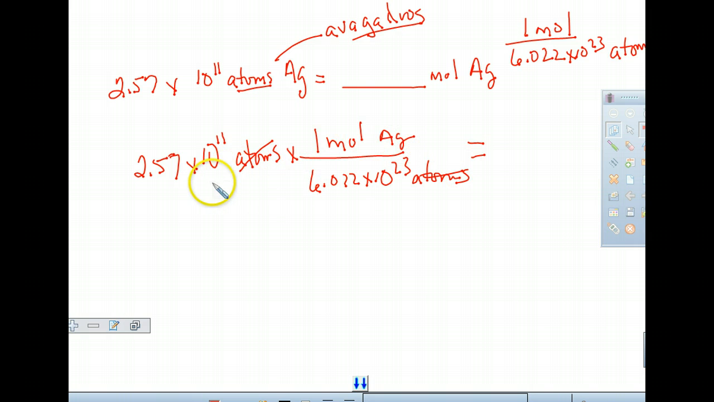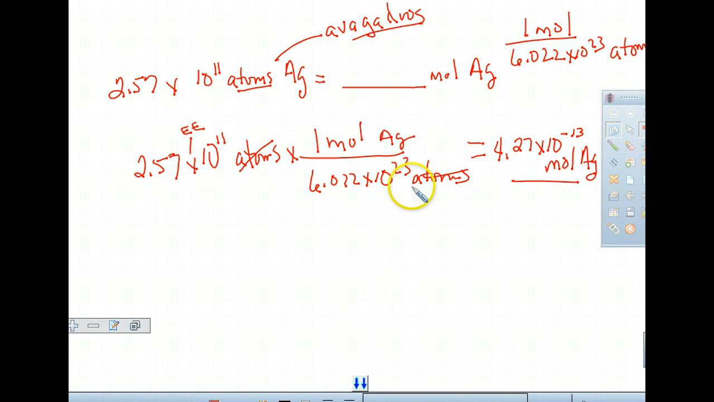And if I do my calculations correctly, in the calculator it should be 2.57 EE. Use EE in your calculator, and it works better for this. 2.57 EE 11 times 1 divided by 6.022 EE 23, and I should get a number that looks like 4.27 times 10 to the minus 13 moles of Ag.